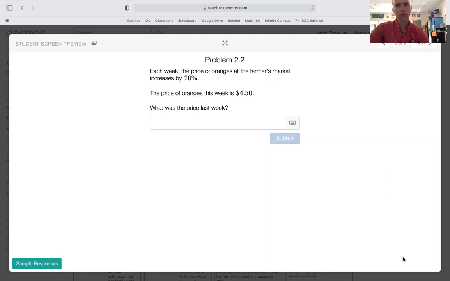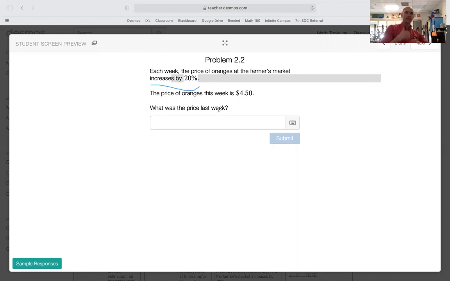Each week, the price of oranges at the farmer's market increases by 20%. The price of oranges this week is $4.50. What was the price last week? Okay, so this is another one where we're given the percent change. We're told that it's going to be an increase of 20%. And that the price of oranges this week is $4.50. And so we have to find the price last week, which is before the increase.